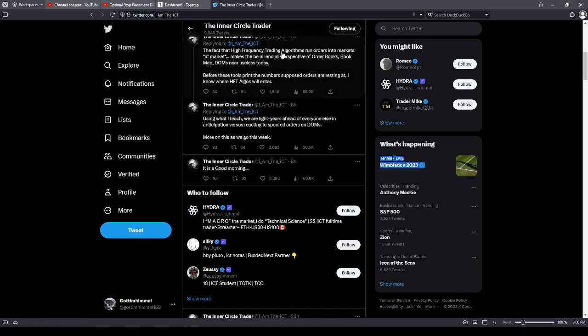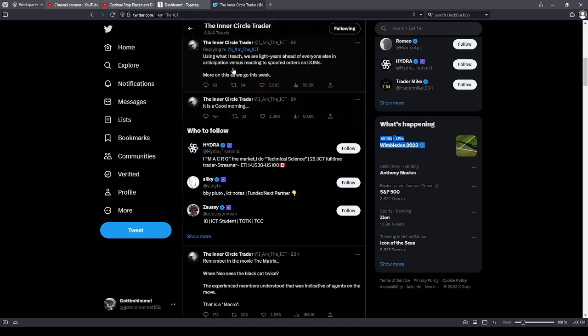"The fact that high frequency trading algorithms run orders into markets makes the be all and end all perspective of order books, Bookmap, DOMs near useless today. Before these tools print the numbers, supposed orders are at which orders are resting at, I know where high-frequency trading algorithms will enter. Using what I teach, we are light years ahead of everyone else in anticipation versus reacting to spoofed orders on DOMs."